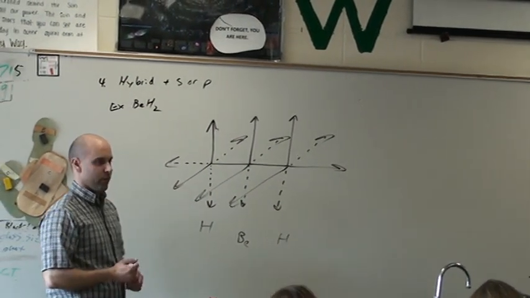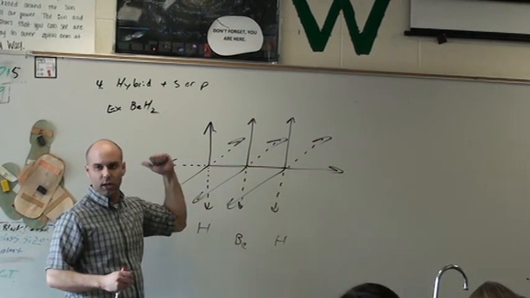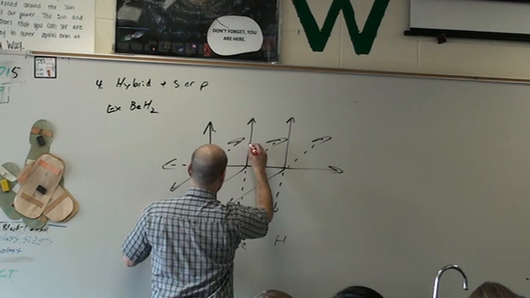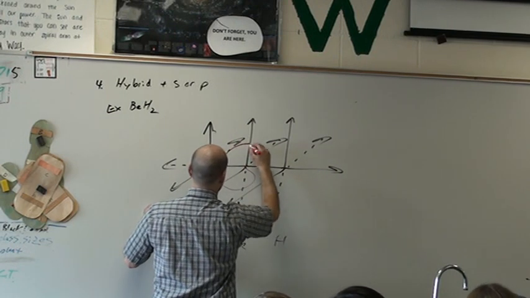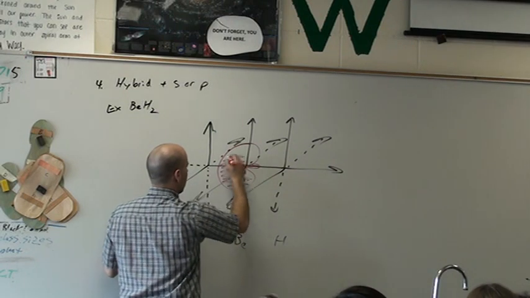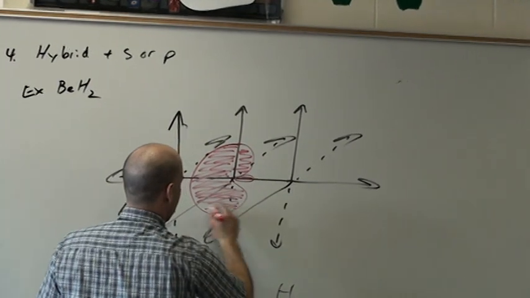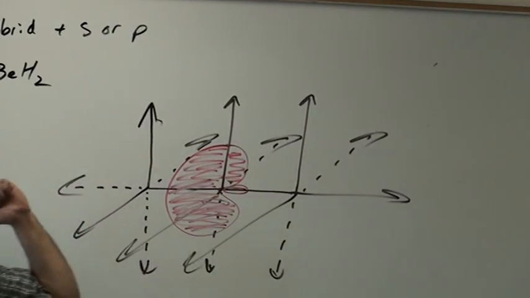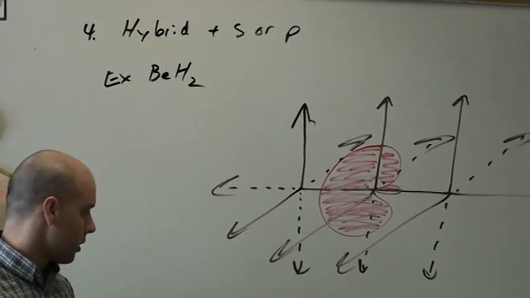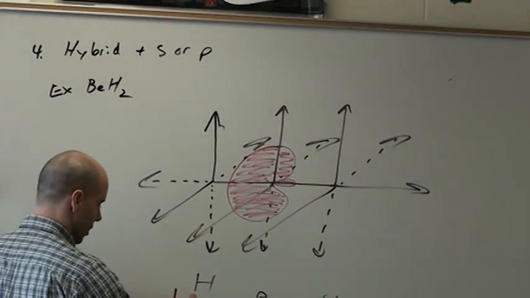Okay, now for the fun. So we have one sp, or one kidney bean, facing this way. I'm trying to draw in my kidney bean. And there's that little piece of corn right there. So one kidney bean is facing that way, and it's going to overlap with the 1s1 of the hydrogen.